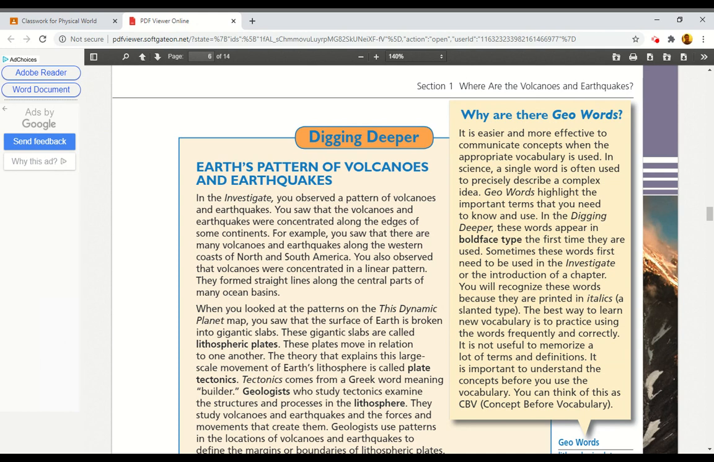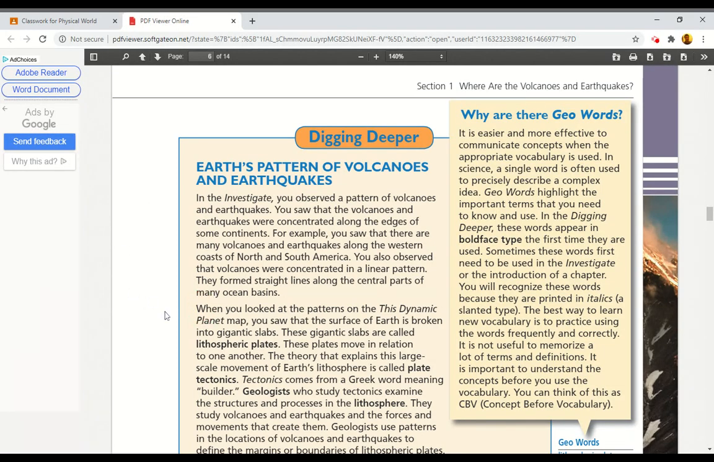For example, you saw that there are many volcanoes and earthquakes along the western coasts of North and South America. You also observed that volcanoes were concentrated in a linear pattern. They formed straight lines along the central parts of many ocean basins.